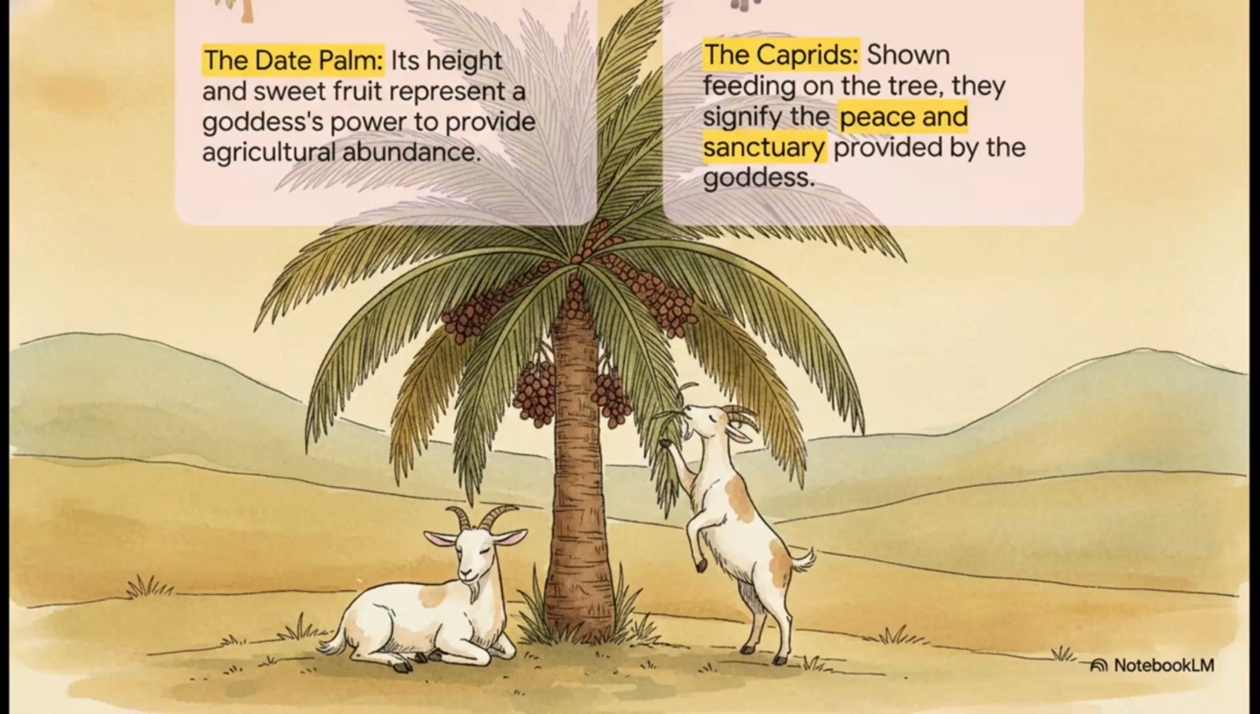And what's so cool is that every little detail in these ancient carvings tells a part of this story. That towering date palm, just heavy with fruit, was a clear symbol of the goddess's incredible generosity. And the goats feeding peacefully at its base weren't just random animals, they represented the total security and contentment her followers enjoyed. It's this perfect, complete vision of a world in balance.